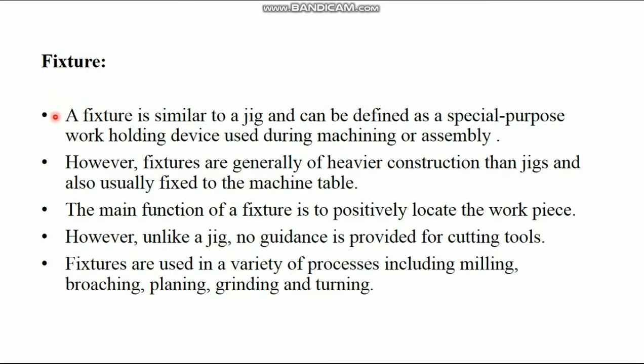Fixture. A fixture is similar to a jig and can be defined as a special purpose work holding device used during machining or assembly. However, fixtures are generally of heavier construction than jigs and are usually fixed to the machine table. The main function of the fixture is to positively locate the workpiece. However, unlike a jig, no guidance is provided for cutting tools. Fixtures are used in a variety of processes including milling, broaching, planing, grinding and turning.